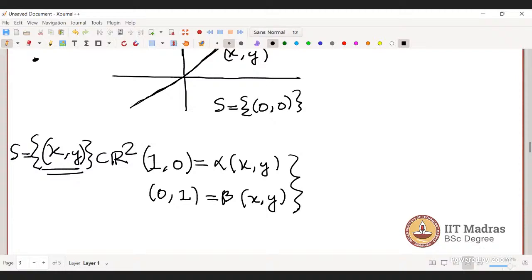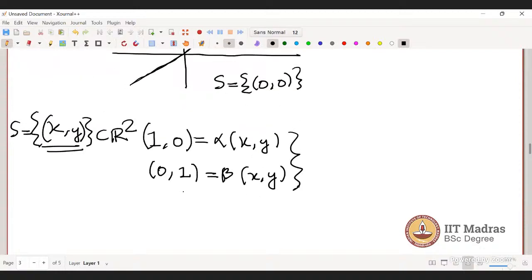I think alphas and betas will be on the left hand, right? Like alpha times 1, 0 equals x, y, right? No, you want to compute the span of S. I want to show that the span of S cannot be R square. So what basically I want to show is that I cannot write 1, 0 and 0, 1 as a linear combination of x, y simultaneously.